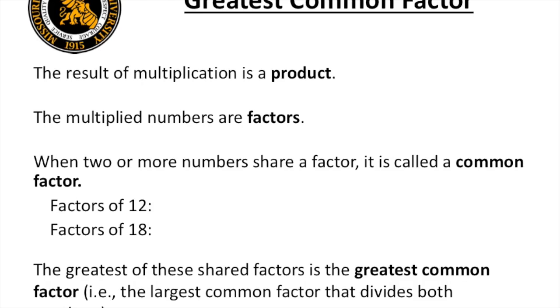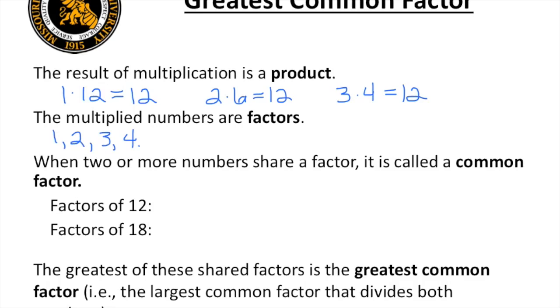What two positive integers can we multiply together to obtain 12? 1 times 12 results in 12. 2 times 6 results in 12, as does 3 times 4. The numbers involved in each of these products are called factors. So 1, 2, 3, 4, 6, and 12 are considered factors of 12.